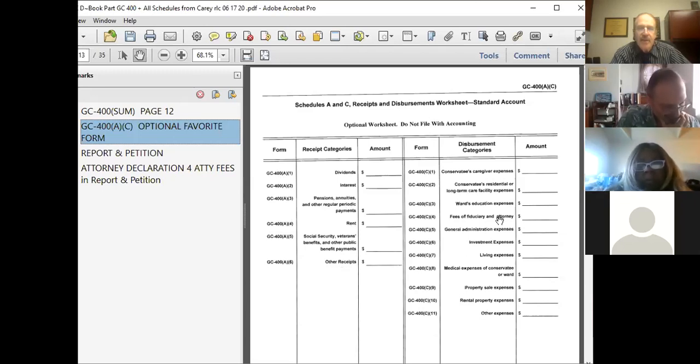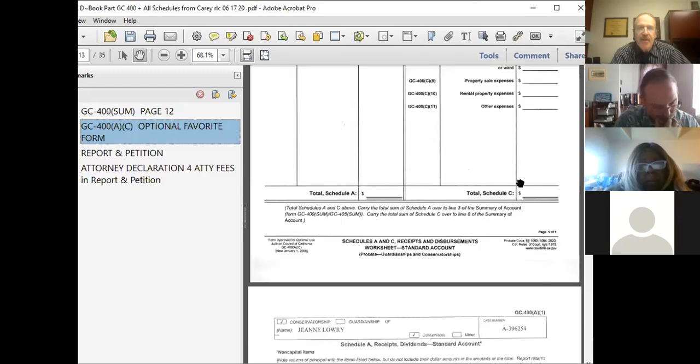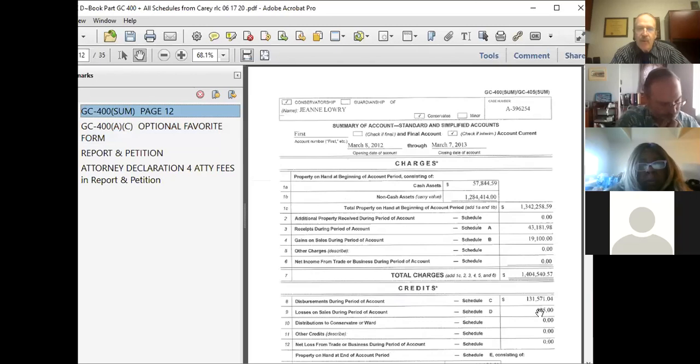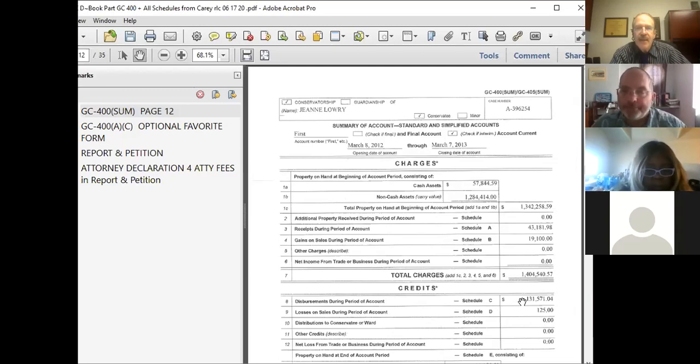And the same thing for the disbursements, totals for Schedule C, that one comes back forward here to line 8 on the GC 400. I know this stuff is rather dry, and I want to keep it open for questions. Does anybody have any questions? Okay, well, feel free to ask your questions. Okay.